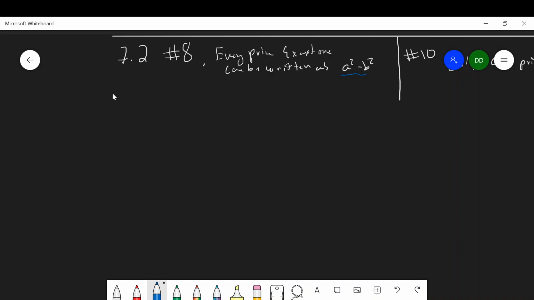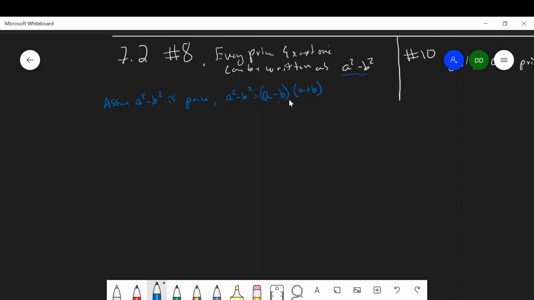So first thing to notice here, before I even start writing a proof, is I'm just going to look at what it means for a squared minus b squared to be prime. So I'm just going to assume a squared minus b squared is prime. I'm not proving this statement yet. I want to see what a squared minus b squared being prime implies. So well, a squared minus b squared, I can write that as a minus b times a plus b.